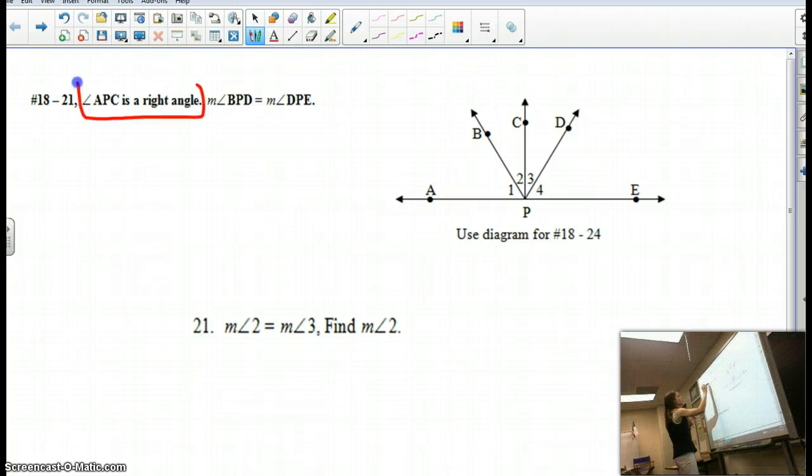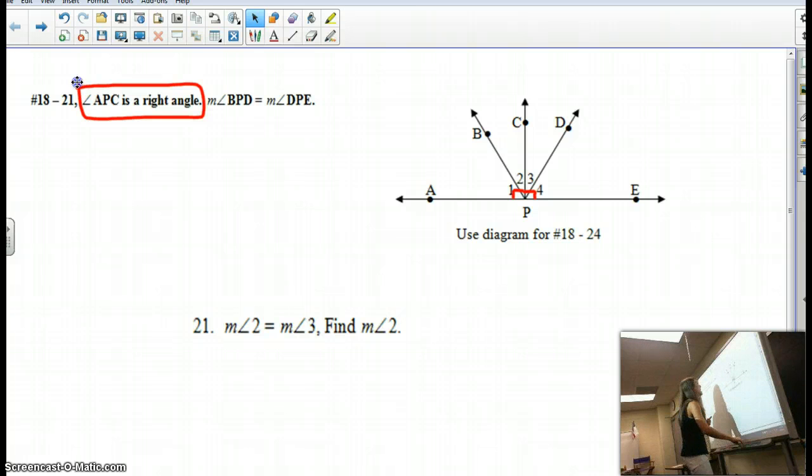Angle APC is a right angle. So I'm going to go over there and put a box here representing a 90-degree angle. And we know that if that angle is a 90-degree angle, then also that angle right there is a 90-degree angle because 90 plus 90 is 180.